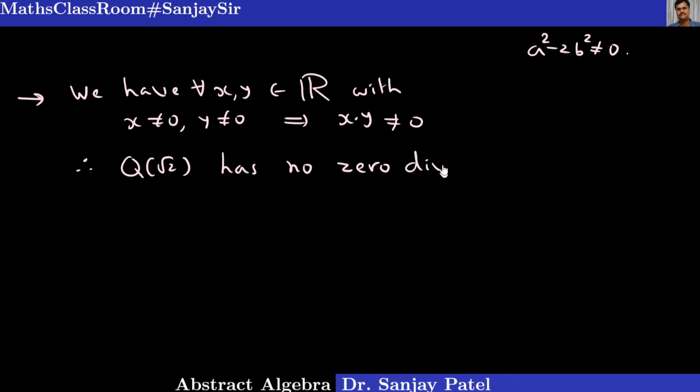Zero divisors means given a non-zero element, if you can find another non-zero element whose product with it is 0.